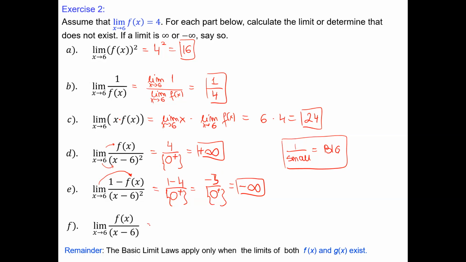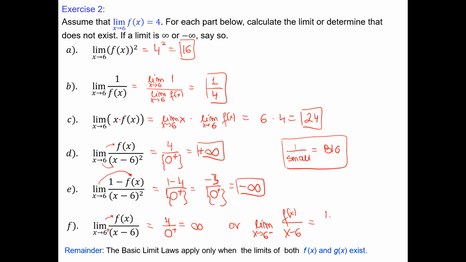Okay, and this one, the limit of the numerator, f of x as x approaches 6, is 4, and then we have 6 minus 6, 0. But we don't know, because if x is approaching 6 from the right-hand side, then this will be 6.0001 minus 6. It will be a positive number. That means we will have positive infinity. Yes, a constant over a small number is a big number. Or we can have a situation when x is approaching 6 from the left-hand side.